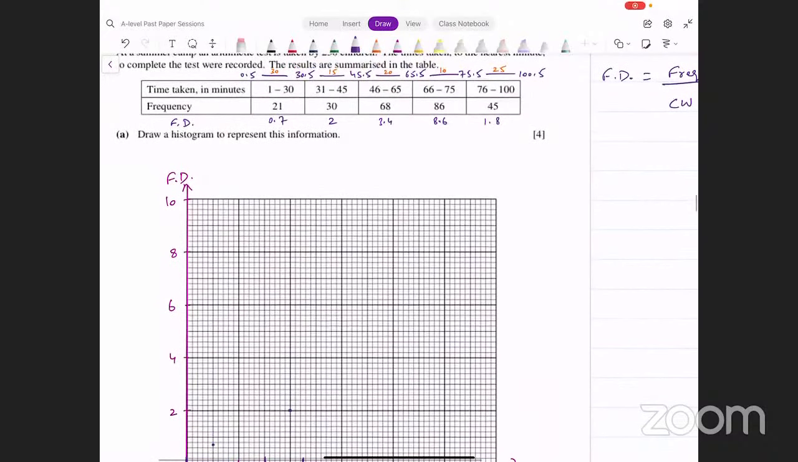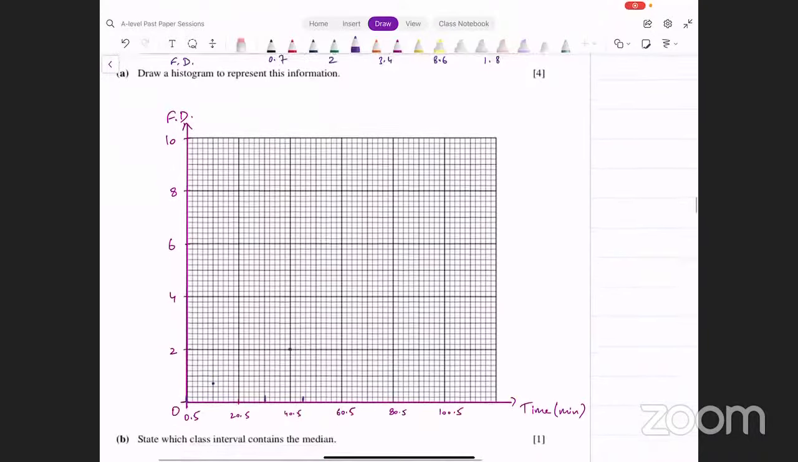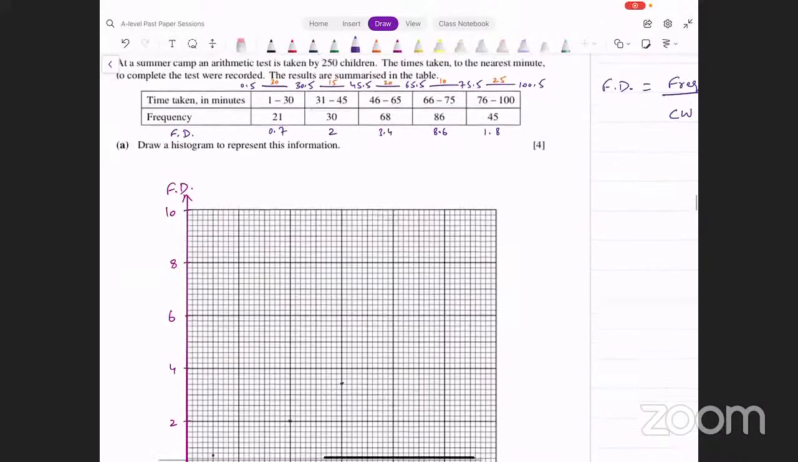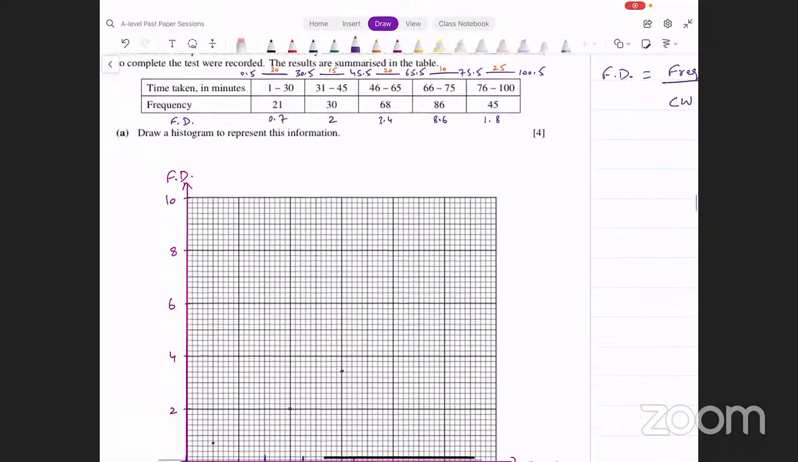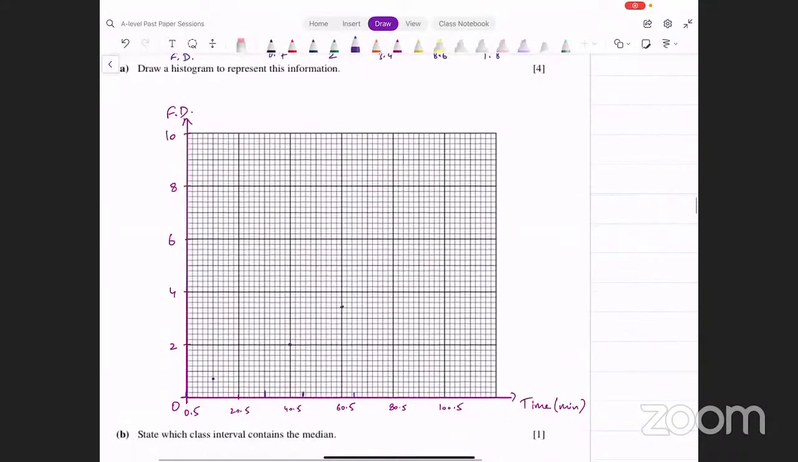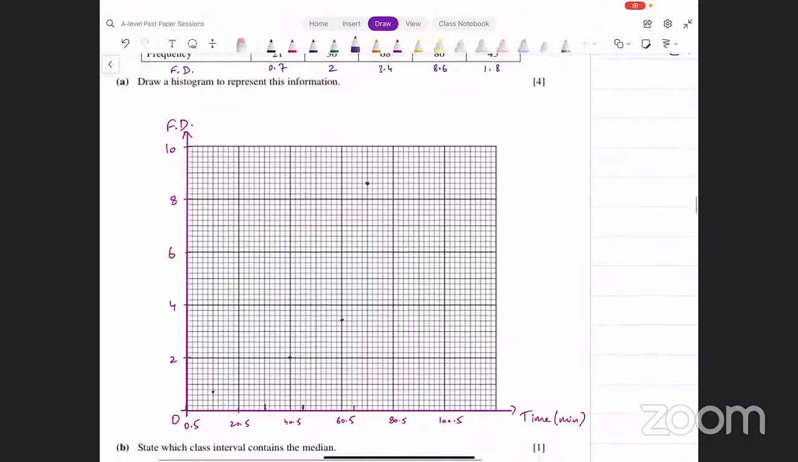अच्छा, उसके बाद हमारे पास क्या है? We have 3.4 frequency density for the next part. 3.4 is going to be right here. और ये कहाँ तक जा रही है? 65.5 तक. 65.5 is going to be right here. यहाँ तक एक बार आ जाएगा. And then we have 65 to 75.5. We've got 8.6. Next, हमारे पास 8.6 तक जाना है हमें. 8.6 is right here. And then we have 1.8 frequency density for the next part.